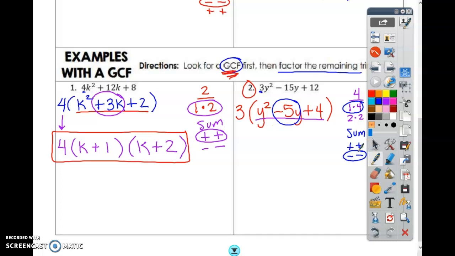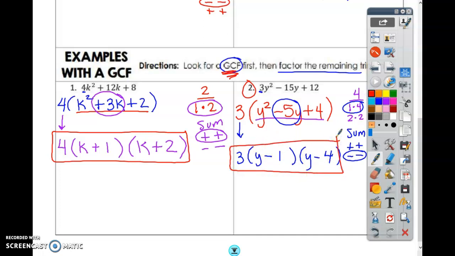Okay? So let's finish it up. The 3 comes down, and then I have my factors right here. Y times Y. My numbers are 1 and 4, and they're both minus. Okay?